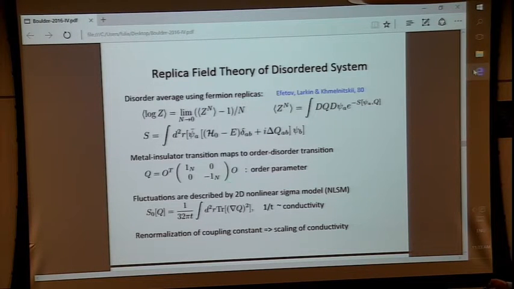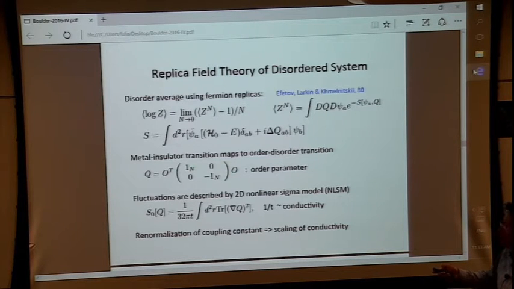Now, one feature I want to point out is that because we are in 2 dimensions, the effect of fluctuations are very important. For example, we can basically freeze the magnitude of the order parameter. That is the conventional treatment. So Q would have a definite amplitude, but then Q can point in many different directions in replica space, and these different directions are related to each other by rotation in replica space.